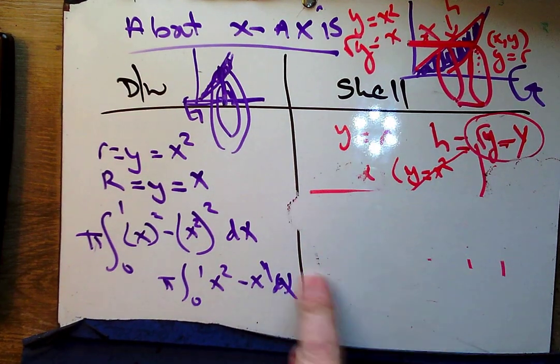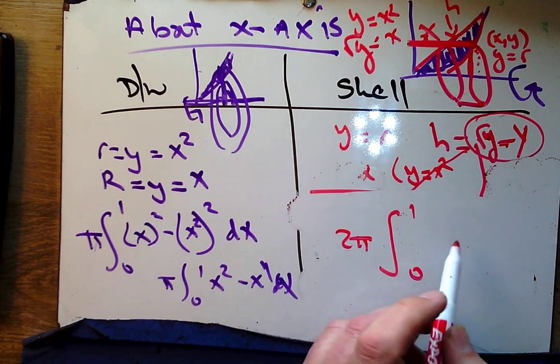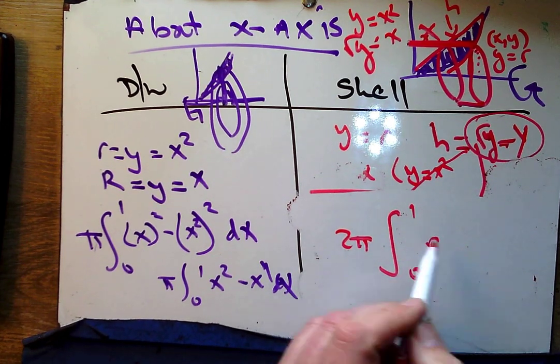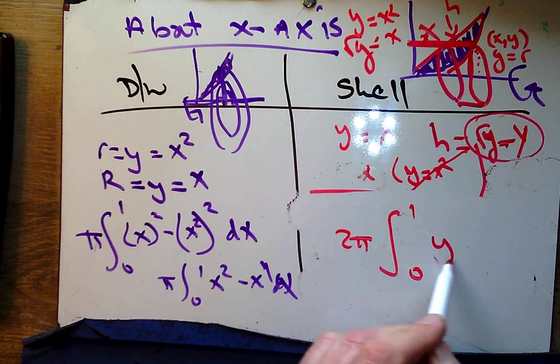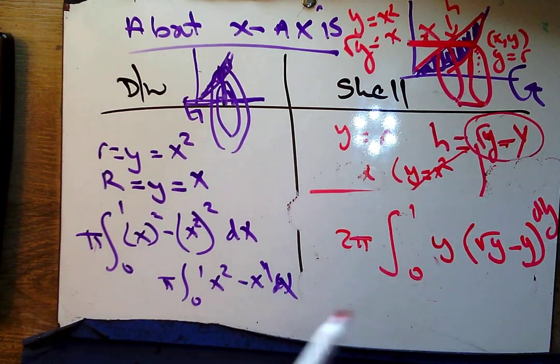So my setup then, 2 pi integral 0 to 1 of r times h, which is y times square root of y minus y, dy. All right.